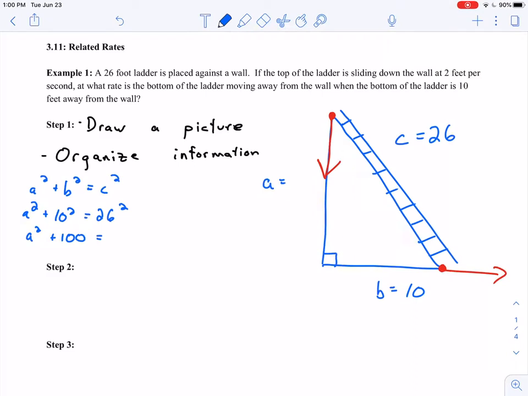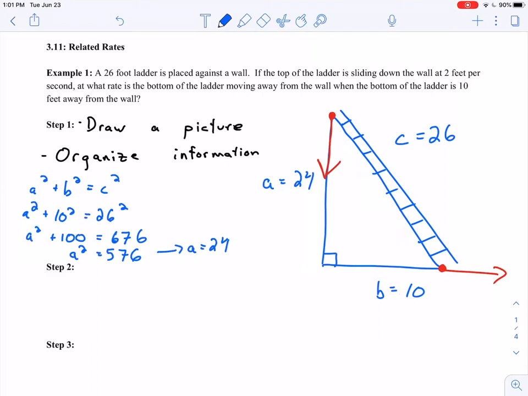Let me just double check. Yes, 676. a squared is equal to then 576, which means that a is equal to, I believe, 24, but I want to check my work here. Yes, 24. So a is equal to 24. So this is cool. I know all the sides of my triangle, but that's not really calculus. That's just geometry. We've seen that problem 1,000 times before.